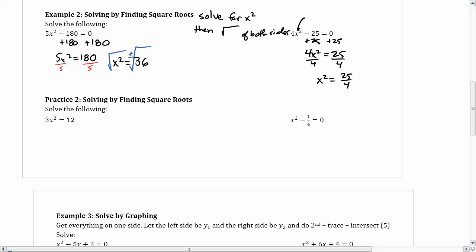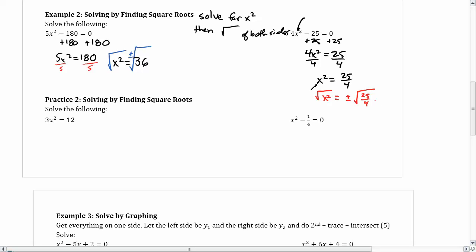But again, since it's quadratic, we need to get rid of the squared on this x. Getting rid of that is by doing the inverse operation of the square root. So we need to do the square root of x squared. That's equal to the positive and negative of the square root of 25 over 4.